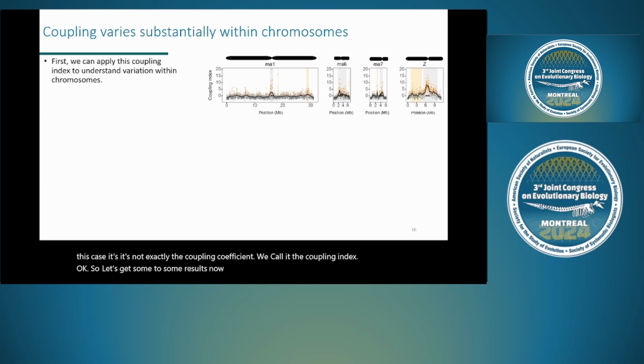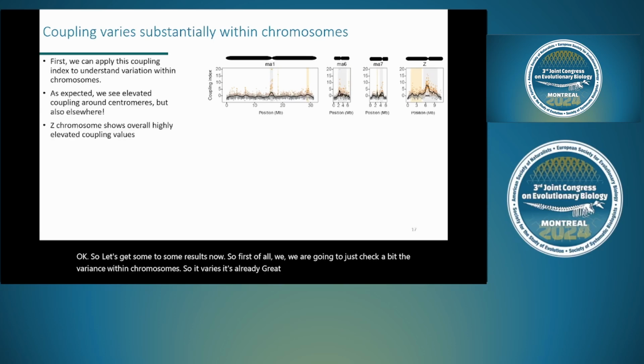So first of all, we are going to check the variance within chromosomes. It varies, which is already great, but one thing that we can see already is that we have peaks of coupling in the regions surrounding the centromeres. So that's the gray boxes. I hope you can see them. I'm not sure, but the gray boxes around the centromere represent the peaks of coupling that overlap the centromere. But we also see some regions that are distant from the centromere that also show elevated coupling values. And one thing that I want to mention is that the Z chromosome shows overall highly elevated coupling values.